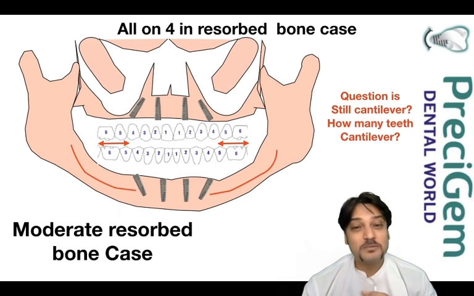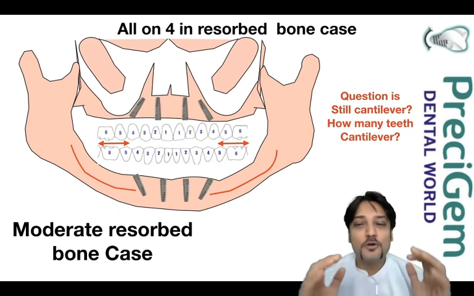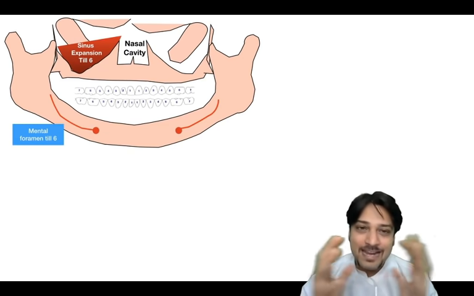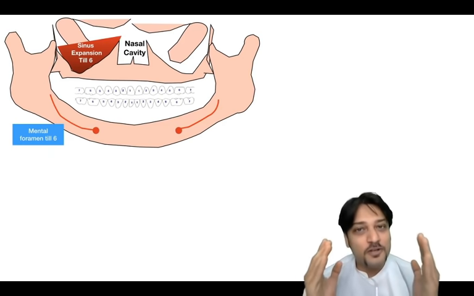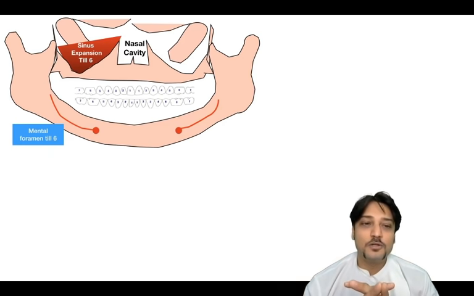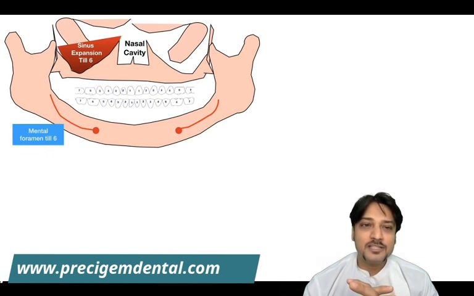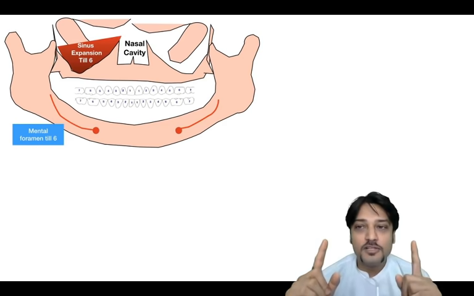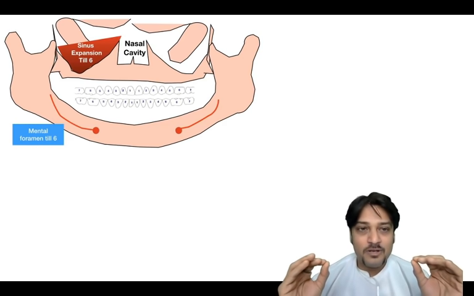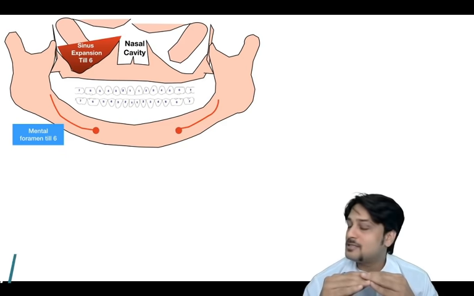Is cantilever possible in every situation, or can we avoid cantilever? It totally depends on your anatomy. It means the position of the sinus and the position of your nerve with respect to the bone. So that's the situation. If you can see here, the sinus is expanded to tooth number 6. Tooth number 6 is nothing but your first molar. So up to the first molar there is bone available, but beyond that there is no bone available.